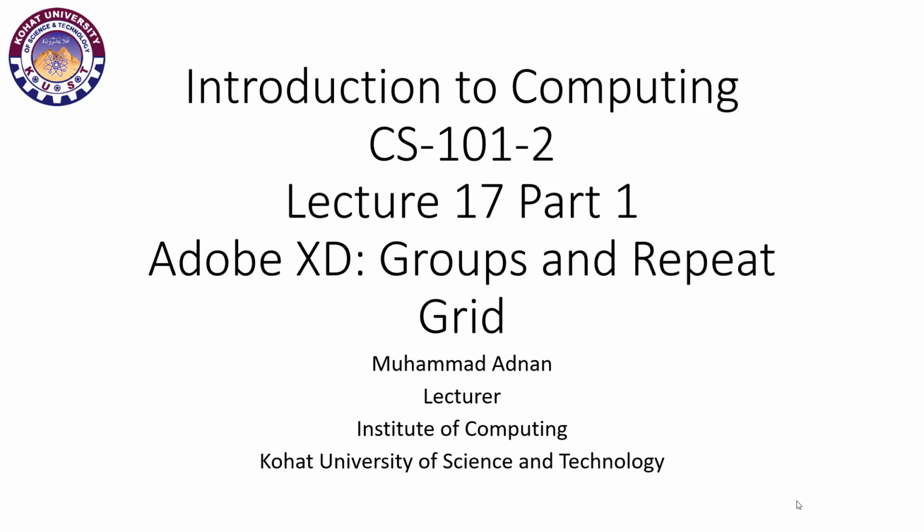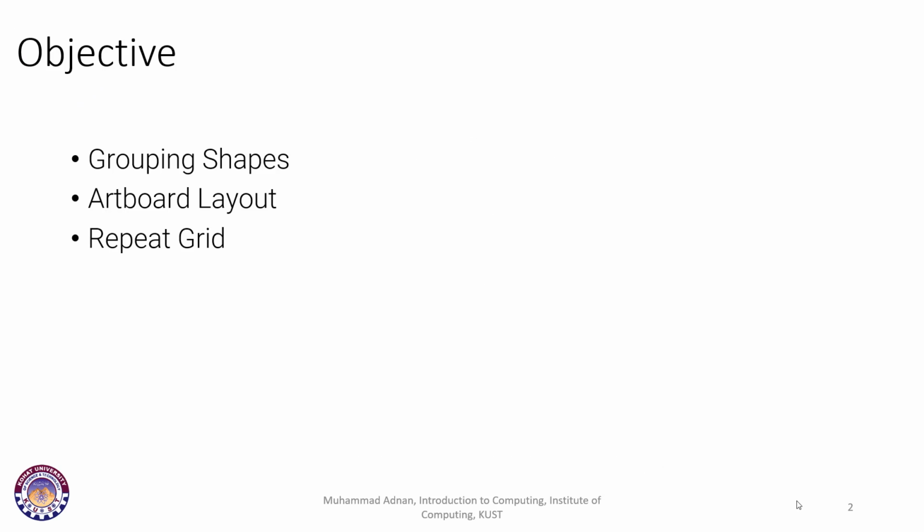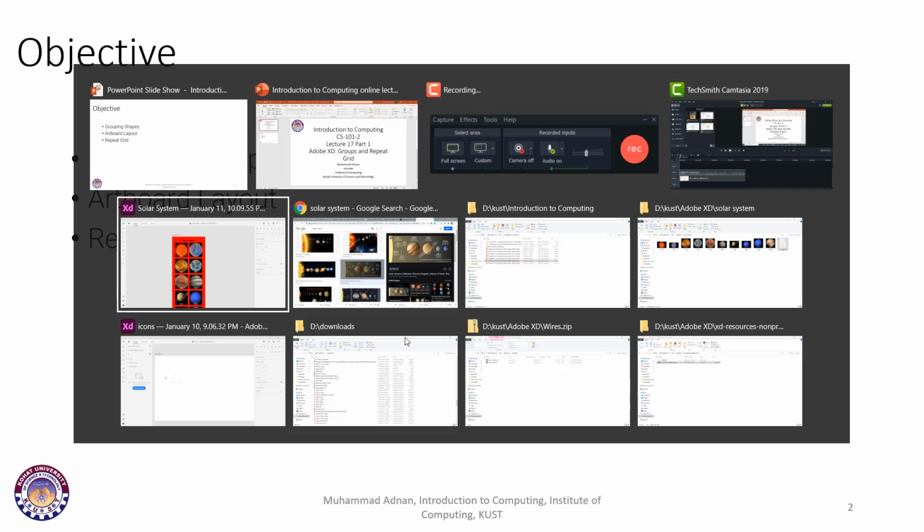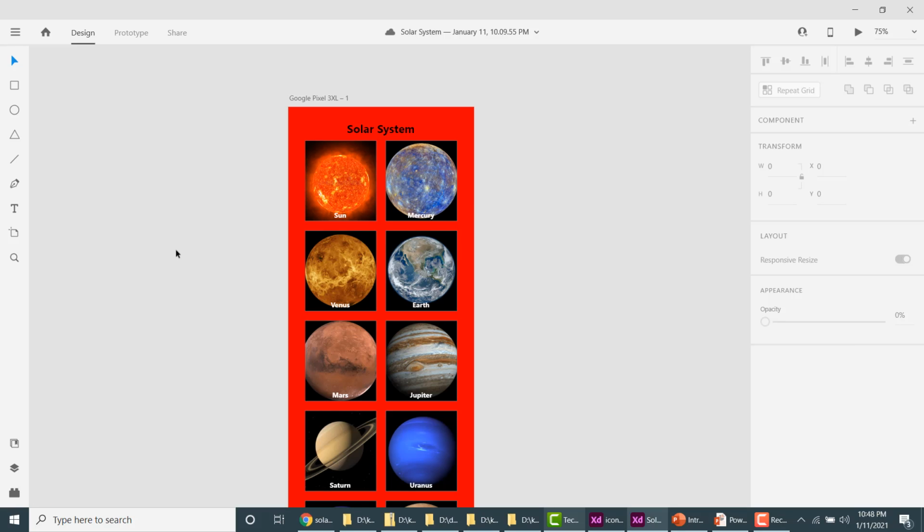We are on lecture number 17, part 1 of the introduction to computing course. So the objectives are to know how to group different shapes, what are artboard layouts, and an important element which eases your work is how to work with the repeat grid. So with that, let me move straight to Adobe XD.